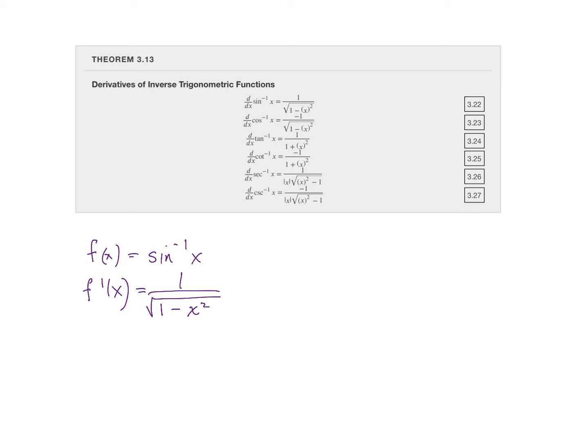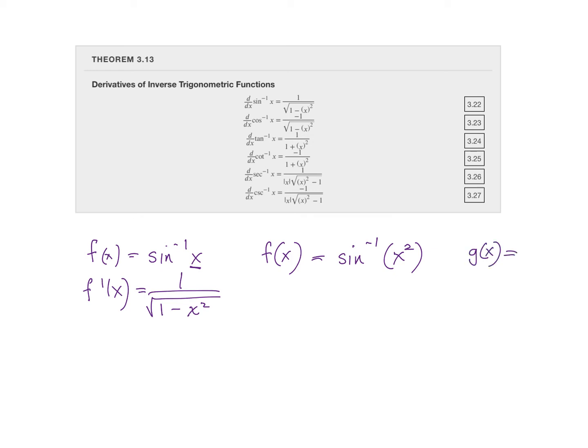However, the formula only works if there's an x in this position. So if you have f of x is equal to sine inverse of, let's say, x squared, you're going to have to apply this rule as well as a chain rule, right? This is the composition of two functions, sine inverse of x and x squared. So let's go ahead and write it as the composition of two functions.